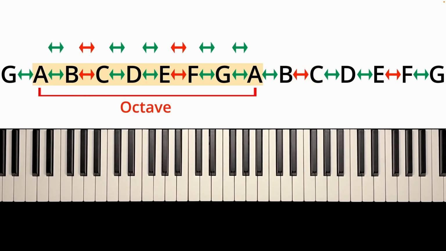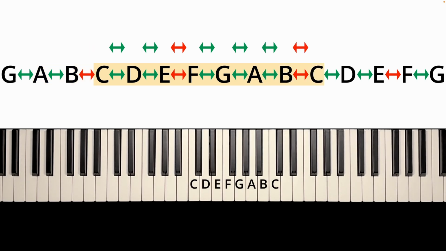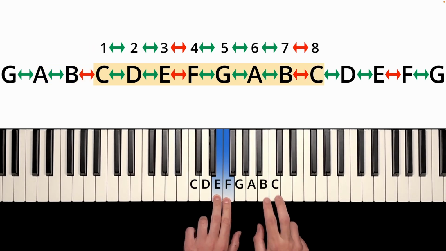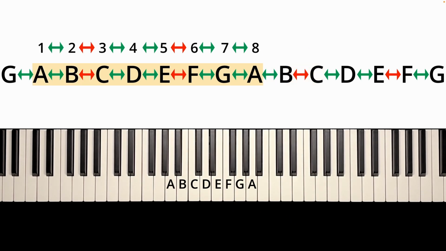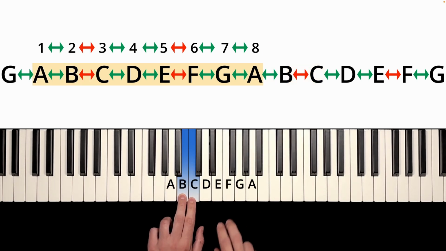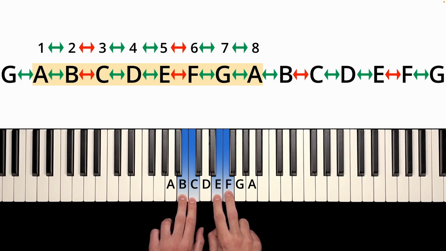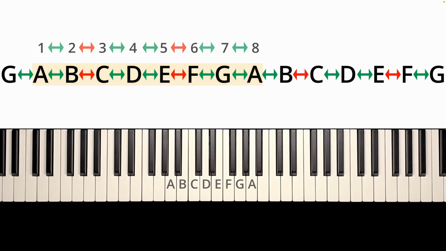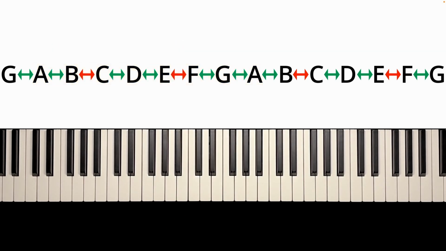The only difference between them is the position of the 2 semitones. In our major scale, we have semitones between the notes 3 and 4 and 7 and 8. In our minor scale, the semitones are between 2 and 3 and 5 and 6. The great thing is, you don't have to memorize any of this, because as soon as you're sitting at the piano, you have this structure right in front of you.